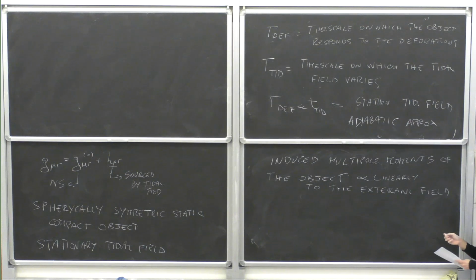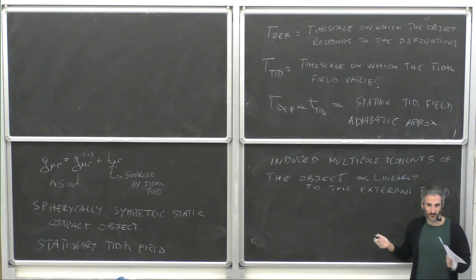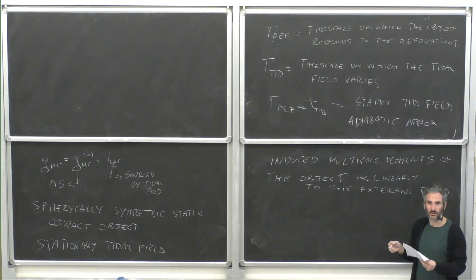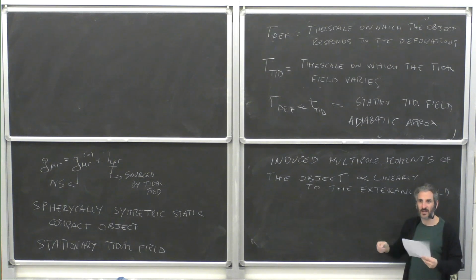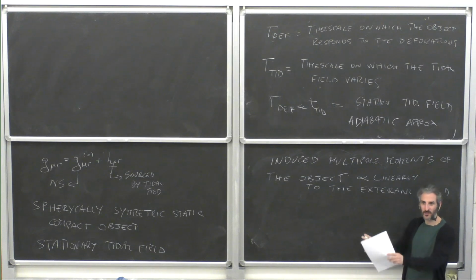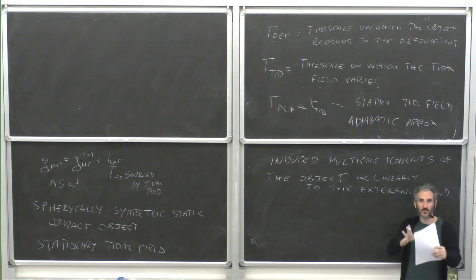They did this, for example, for the Earth, in order to understand that it wasn't a sphere, and not even an ellipsoid. It was something, I don't remember the technical name, with a lot of multipoles different from zero, which characterize completely its structure. Now here it's the same. I have the tidal field, which is inducing these quadrupole, octupole, and so on, multipole moments.